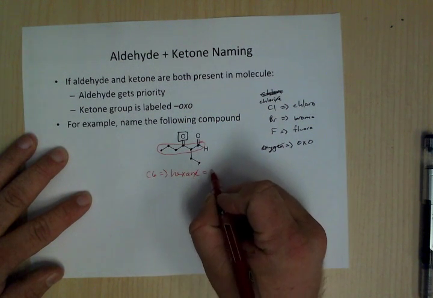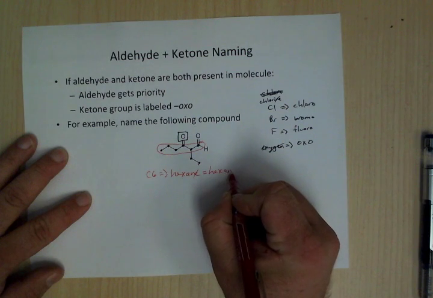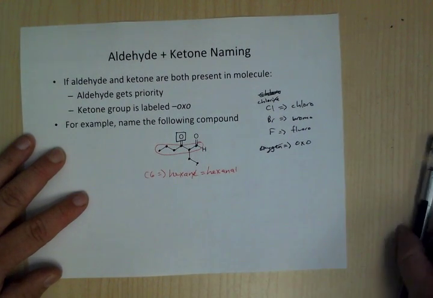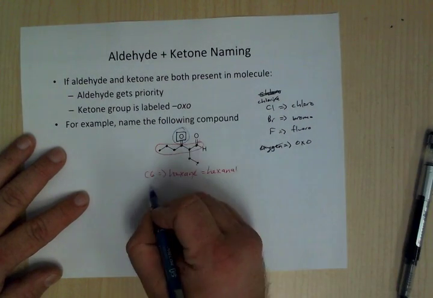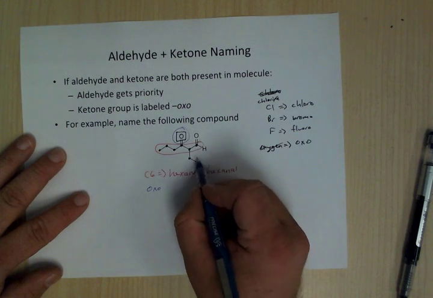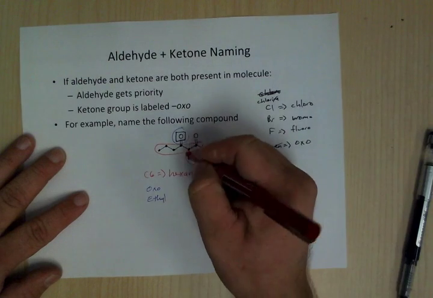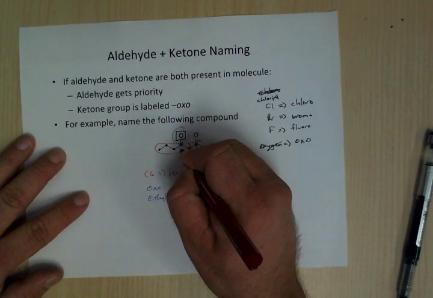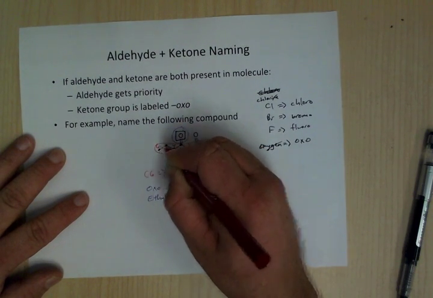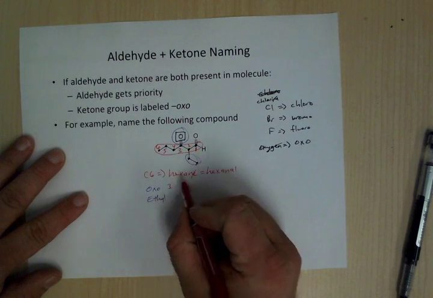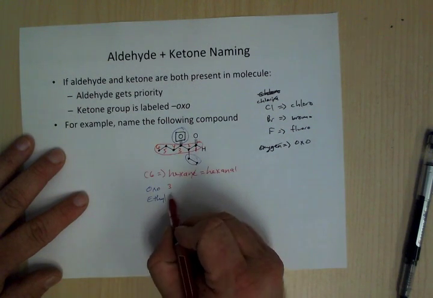So you take off the E, so it becomes hexanal. Okay, and then we have the side chains, right? So we have the oxo here, and we have the ethyl here. But the nice thing is, we know where carbon 1 is. So that's 1, 2, 3, 4, 5, 6, right? So the oxo's hanging out at 3, and the ethyl's at 2.